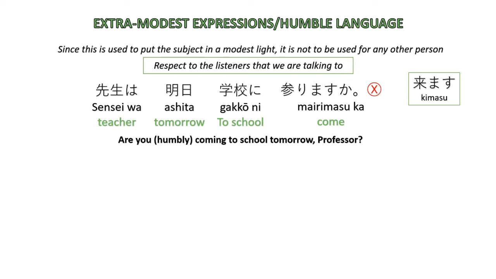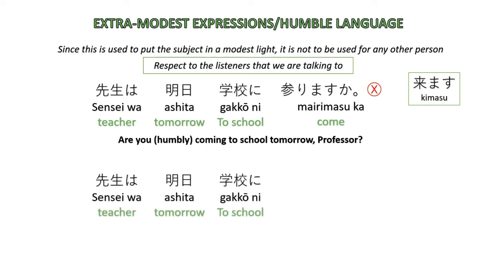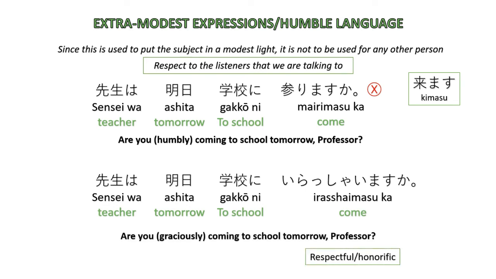And mairimasu, the extra modest expression, is used, for example, when we are talking about ourselves and we want to be modest. Okay? Instead, we say, Sensei wa ashita gakkou ni irashaimasu ka? So here, we use the honorific form, the respectful form. So we give exaltation. We give honor to our professor by using the respectful or honorific language. So, irashaimasu ka instead of mairimasu.